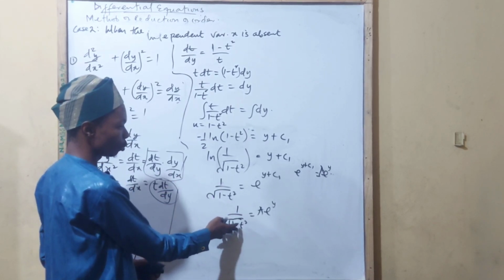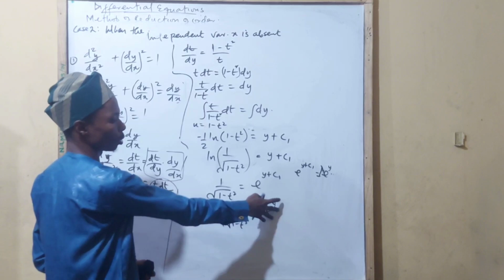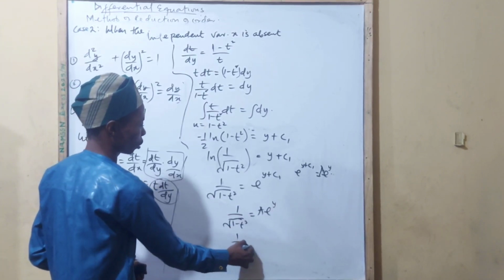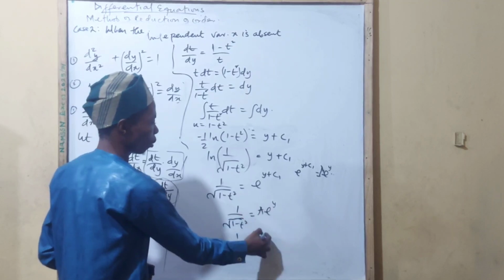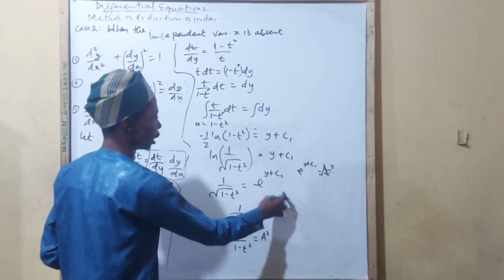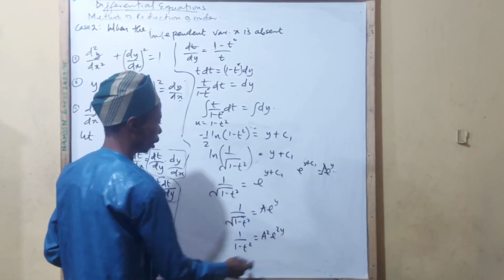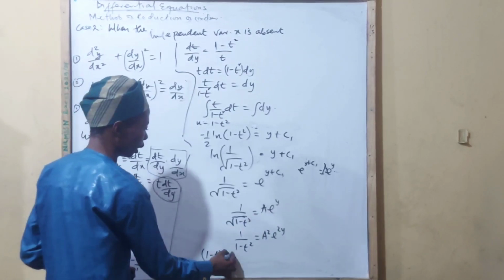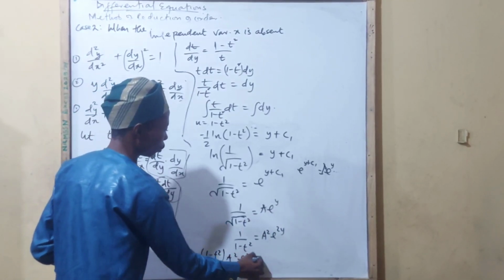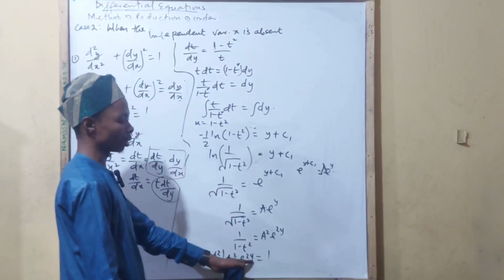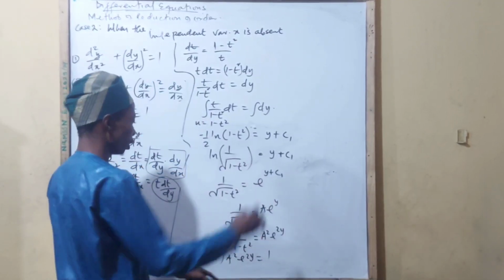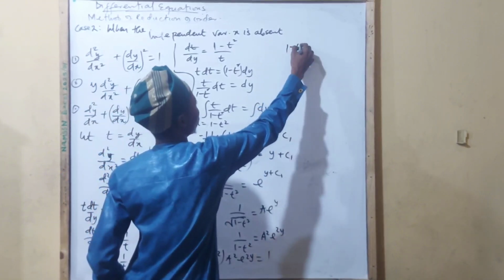So we need to do a lot of manipulation. The next thing I'm going to do is take the square of both sides. If I take the square of both sides, we are going to have 1 over 1 minus t squared. If I square this a, I will have a squared. If I square this e raised power y, it will be e raised power 2y. Then cross multiply. So 1 minus t squared multiplying by a squared e raised power 2y equals 1. Divide both sides by this.